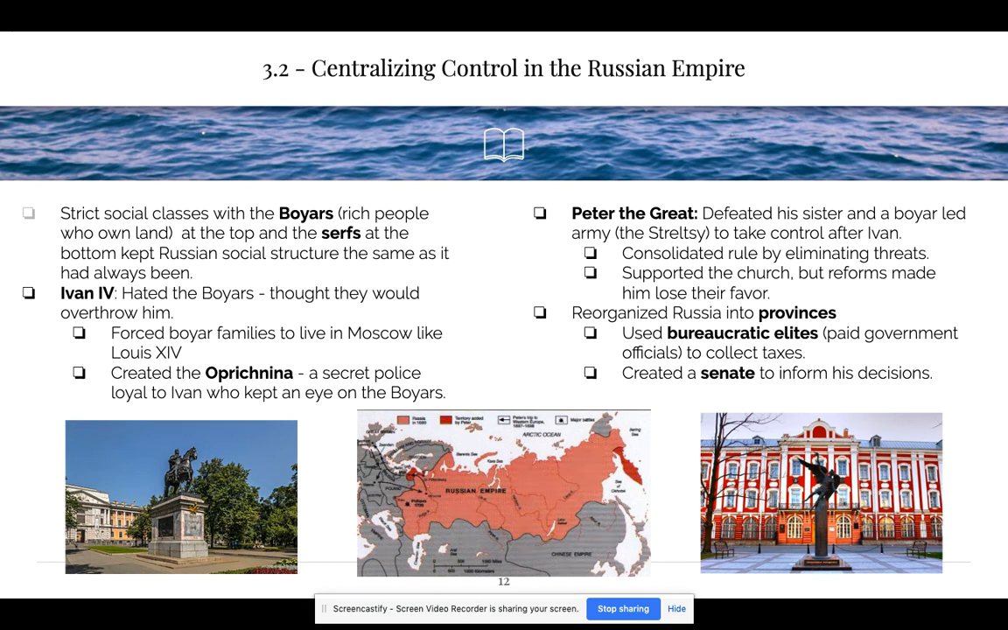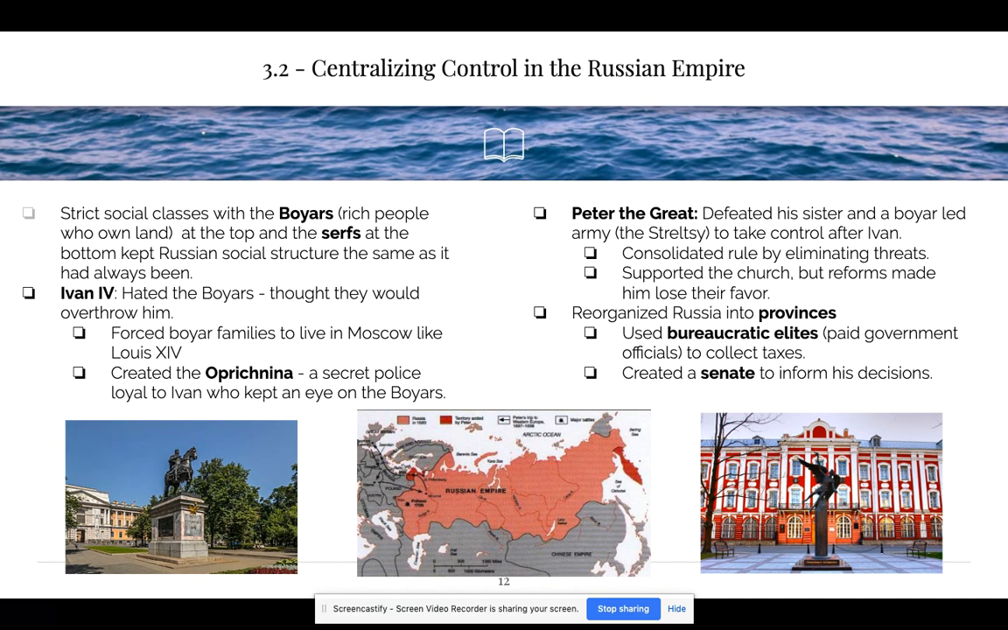We then see in Russia Peter the Great, who had to consolidate his empire by defeating his sister and her army of boyars called the Streltsy. He took control after Ivan after defeating the Streltsy army, sending his sister off to a convent, and essentially just eliminating any threat that came his way. That's how the Russians consolidated power. Gunpowder, totalitarian control over their people.